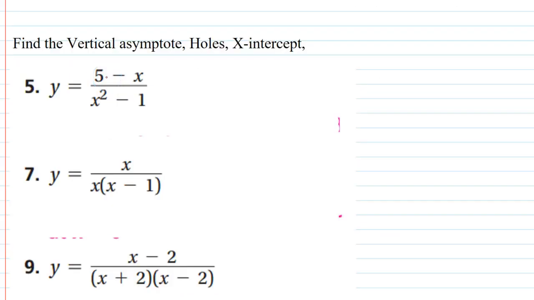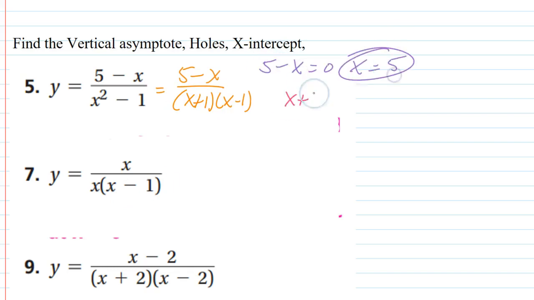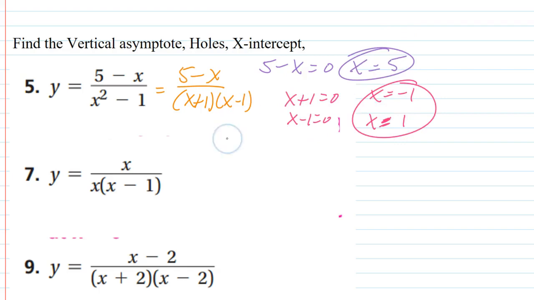Alright, let's run through a few more examples. Find the vertical asymptote, any holes, and the x-intercept. So we have y is equal to 5 minus x over x squared minus 1. Factor if possible. I know that I can factor the bottom. Then I set both the top and the bottom equal to 0, and I solve. This tells me that I have an x-intercept at 5, 0. And I'm going to have two vertical asymptotes, one at x is equal to negative 1 and one at x is equal to positive 1. And here I have no holes.